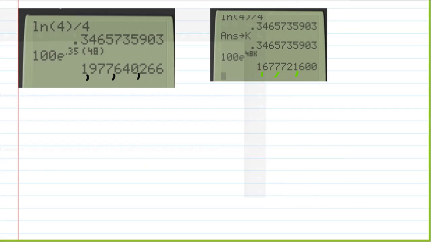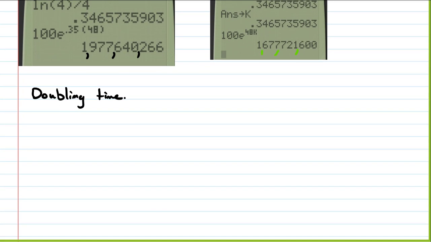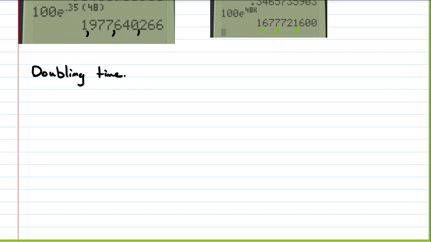So exponential growth has some interesting qualities. And the first thing we want to talk about is the doubling time. So the question is, how long does it take for a population to double?